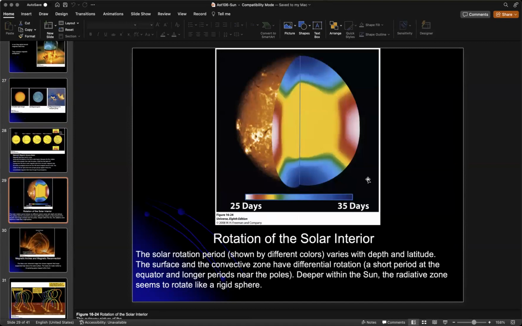This is the rotation of the solar interior. The different colors show the different rates of rotation. The white is the fastest rate of rotation, and dark blue is the slowest rate of rotation. So you can see the fastest rotation is near the equator, and those parts of the sun can complete one rotation in 25 days, whereas the regions around the poles spin slowest and they take 35 days to complete one rotation.